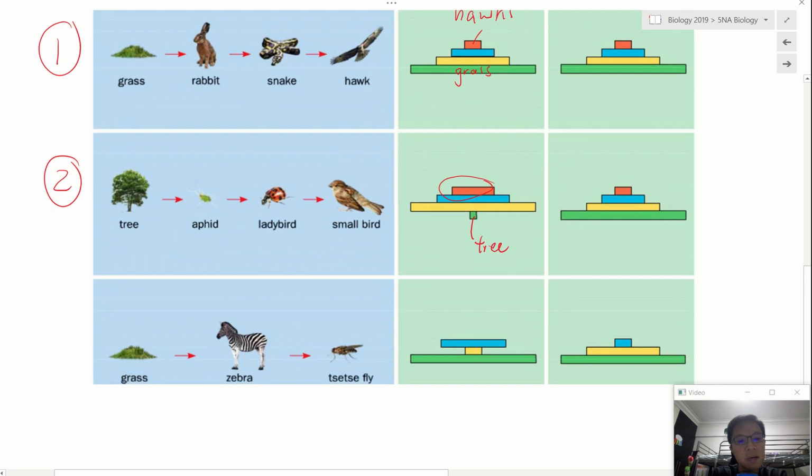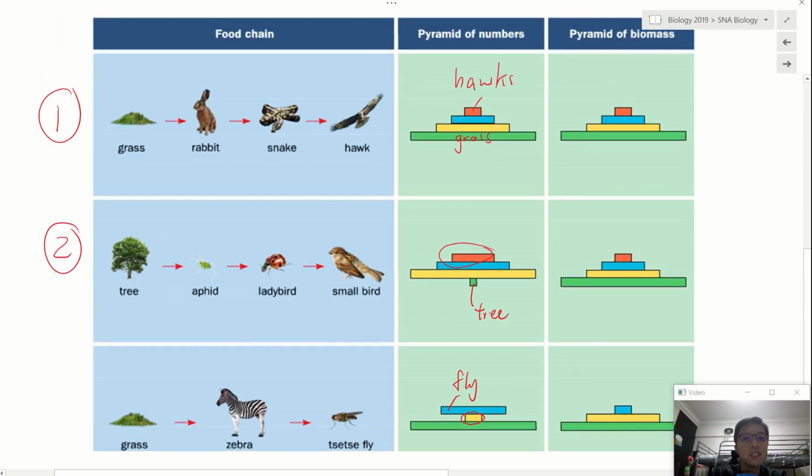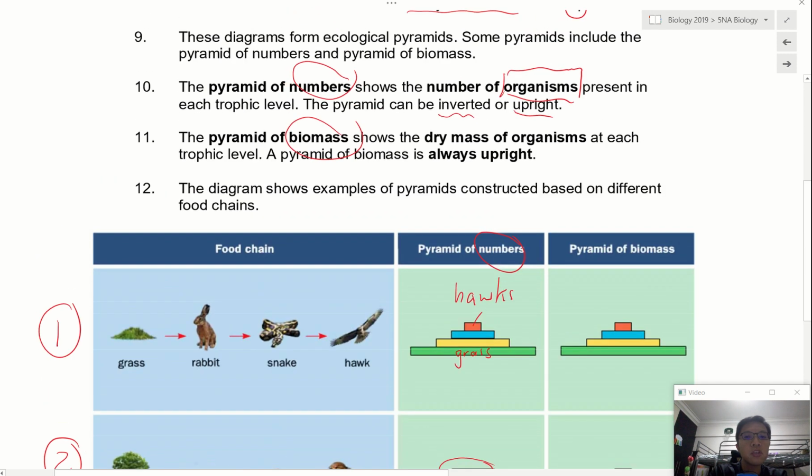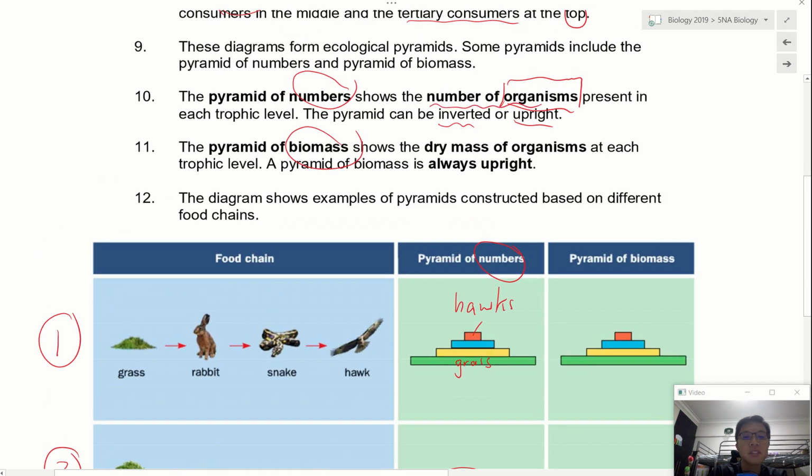In the third example, a lot of grass feeding a zebra. My zebra is the yellow one, the smallest number of population. One zebra can have a lot of flies on it. That's why the flies have a bigger population than the zebra. So that's a pyramid of numbers. Pyramid of numbers always talks about the number of organisms.